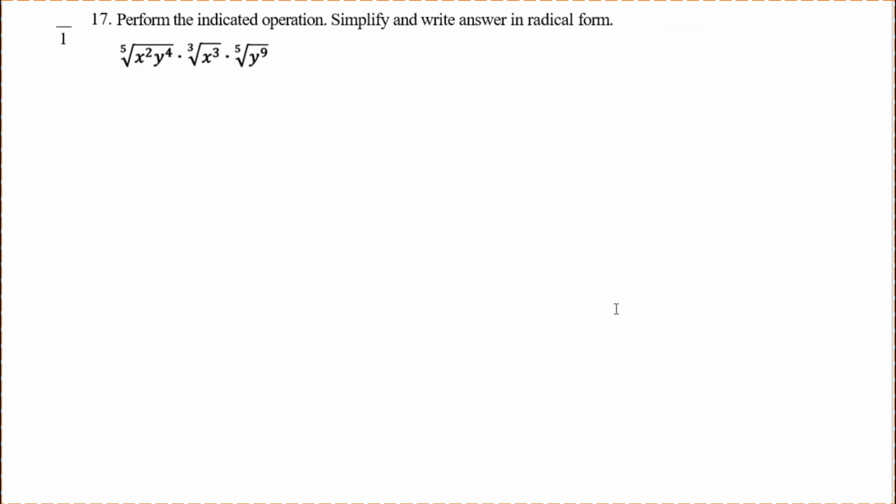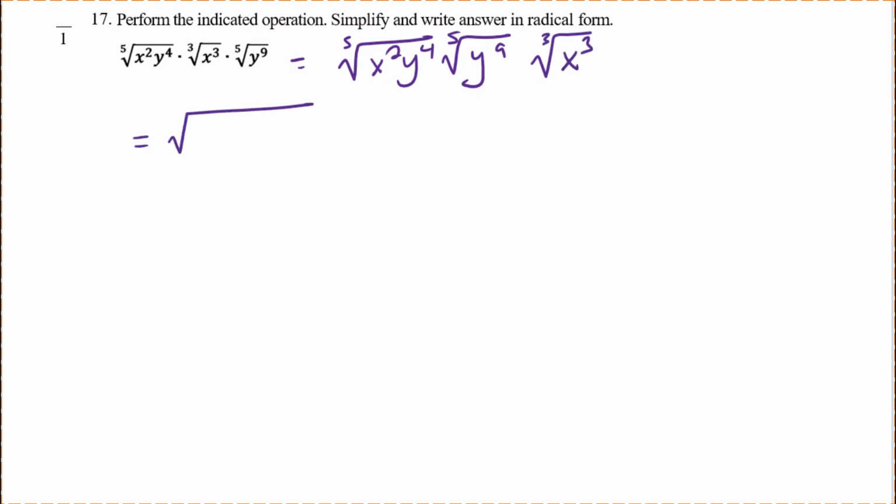Alright, so number 17, perform the indicated operation, simplify and write the answer in radical form. Notice that if I'm multiplying radicals with the same index, then I can multiply them together under the same index. That's what I'm going to do for the fifth roots. So I'm going to rewrite those next to each other first. So I have the fifth root of x squared, y to the fourth, times y to the ninth, and then I just have the cube root of x cubed.